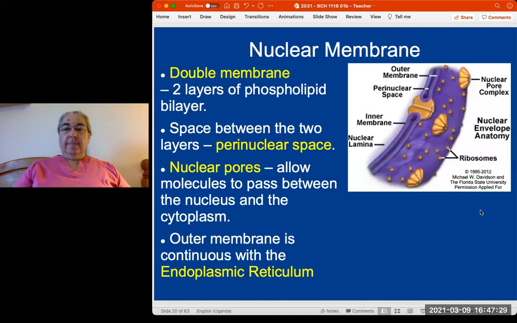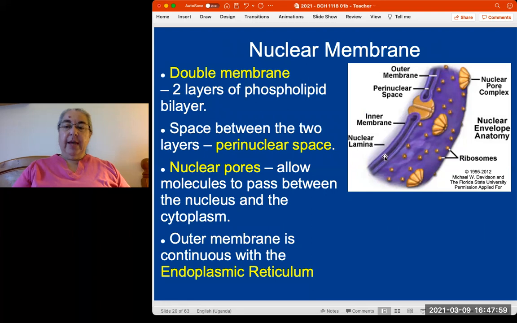Okay, so the nuclear membrane, here's a close-up picture of what we were just looking at. So you can see here quite clearly the two layers. So each layer here is a phospholipid bilayer. And here are the nuclear pores. Here's one that's been cut through the middle. So you can see the way that it forms a channel through the nuclear membrane.